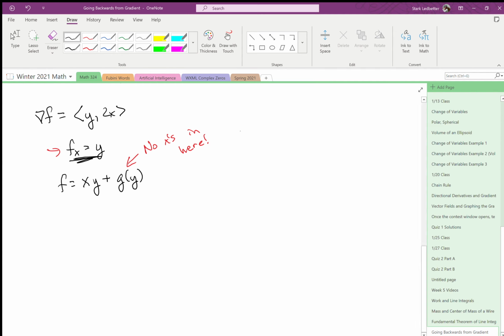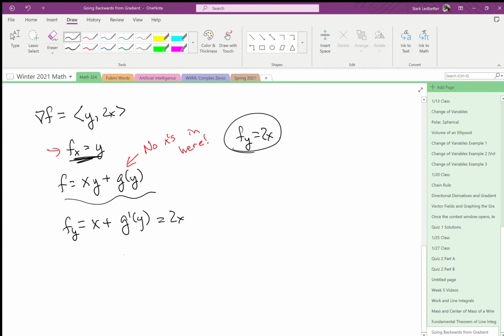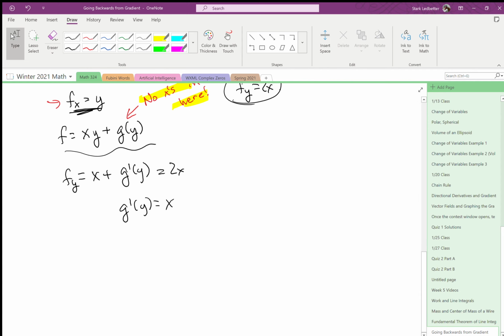Otherwise, the function g is going to mess with my partial derivative of f with respect to x. Okay, let's look at partial derivative of f with respect to y. That's got to be 2x. Let's just take the partial derivative with respect to y. I'm going to get x in the first term and then g prime of y in the second term. And we said that had to be equal to 2x. So if I just solve for g prime of y, I get x. But this is a problem because I said there's no x's in g of y. So how did an x show up in g prime of y?